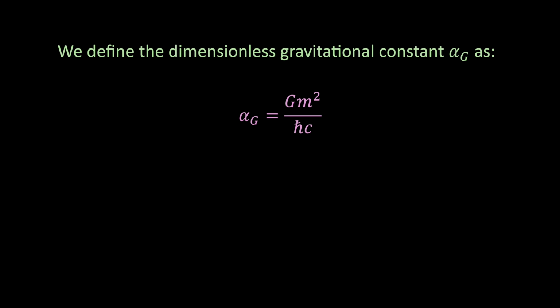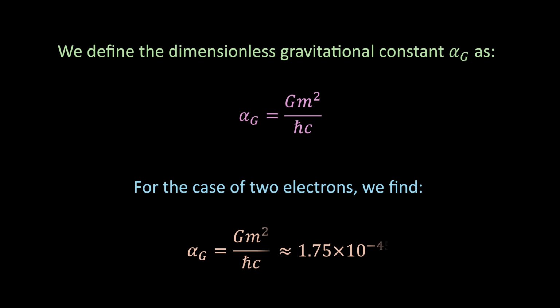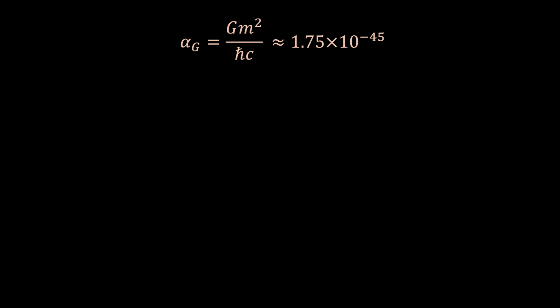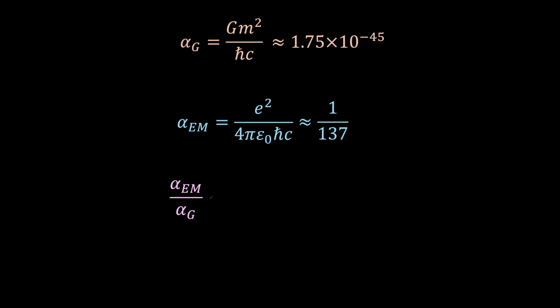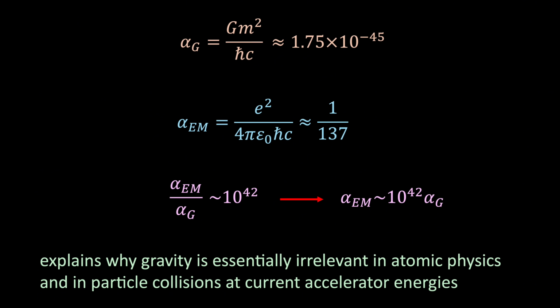And then, for the case of two electrons, we find a value of 1.75 times 10 to the minus 45. Now, the fact that this number is so tiny reflects the fact that gravity is an incredibly weak force at low energies and large distance scales. To make this explicit, if we compare the electromagnetic coupling with the gravitational coupling between two electrons and take the ratio, we find that electromagnetism is about 10 to the power of 42 times stronger at low energies. This explains why gravity is essentially irrelevant in atomic physics and in particle collisions at current accelerator energies.